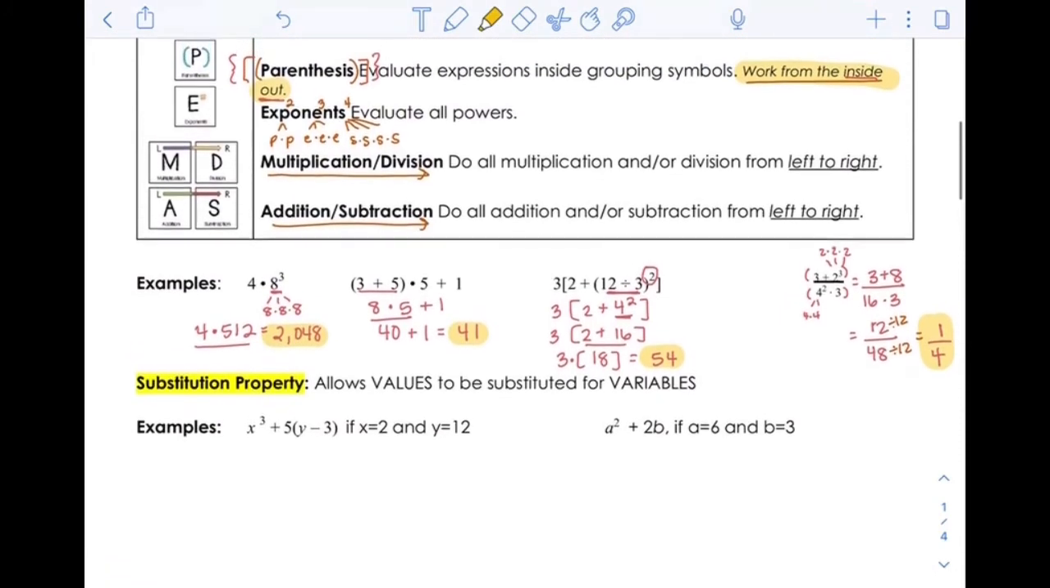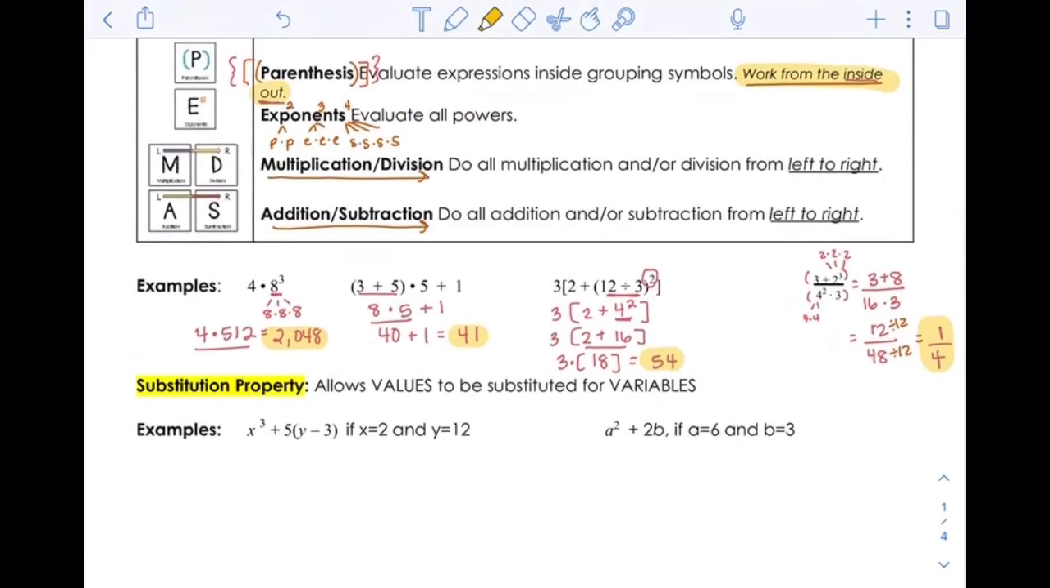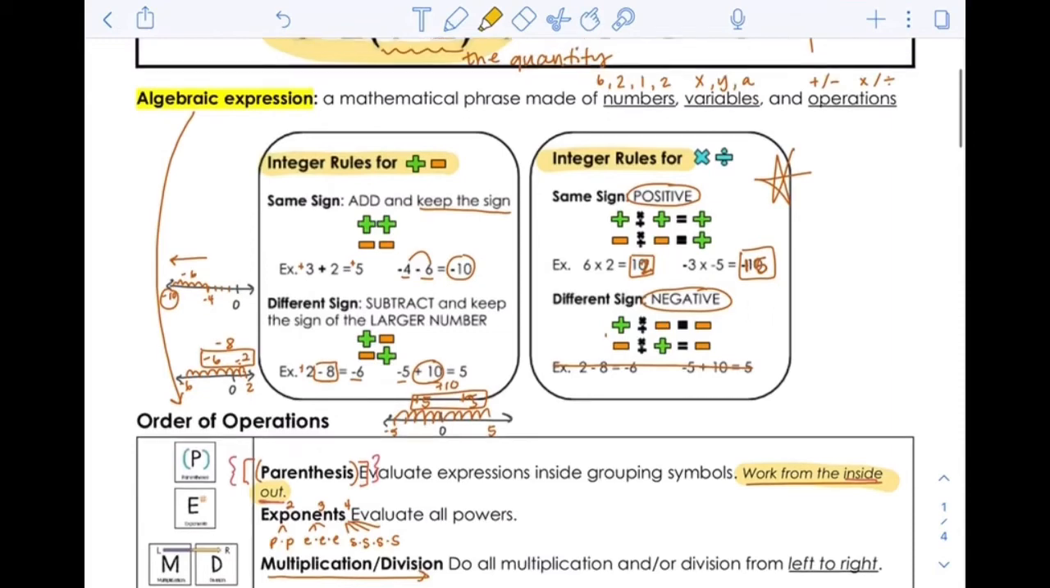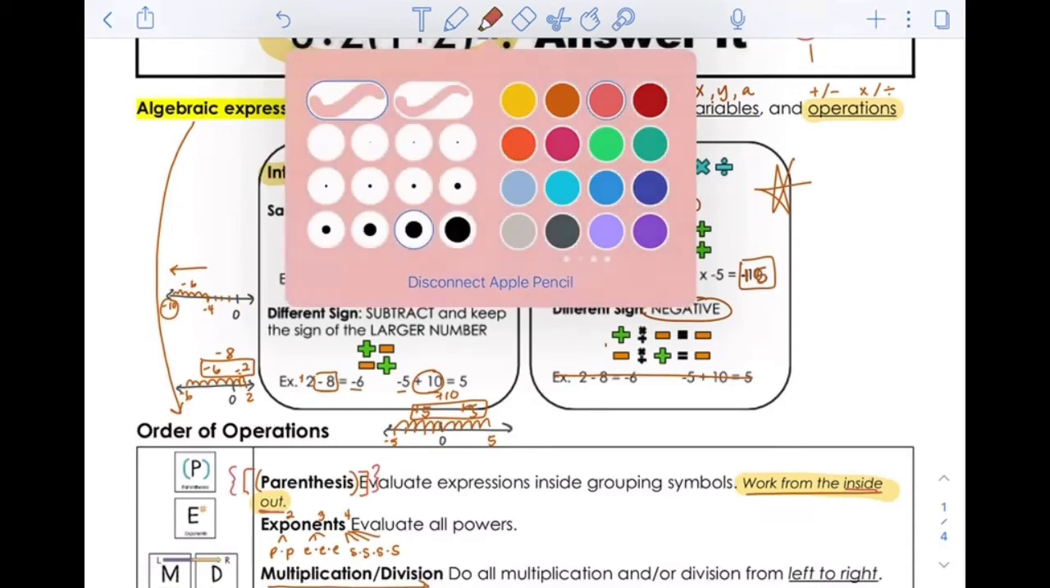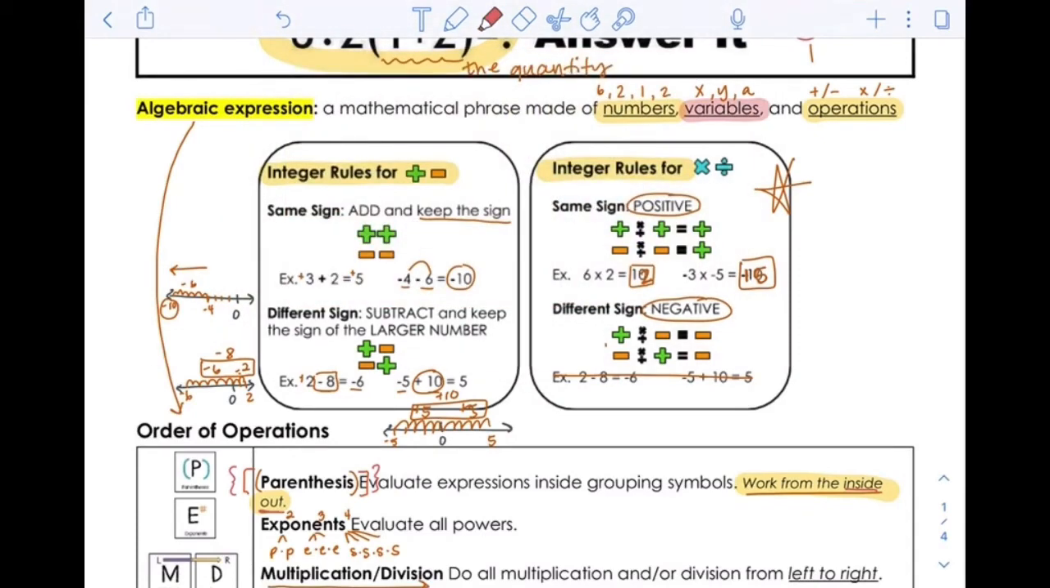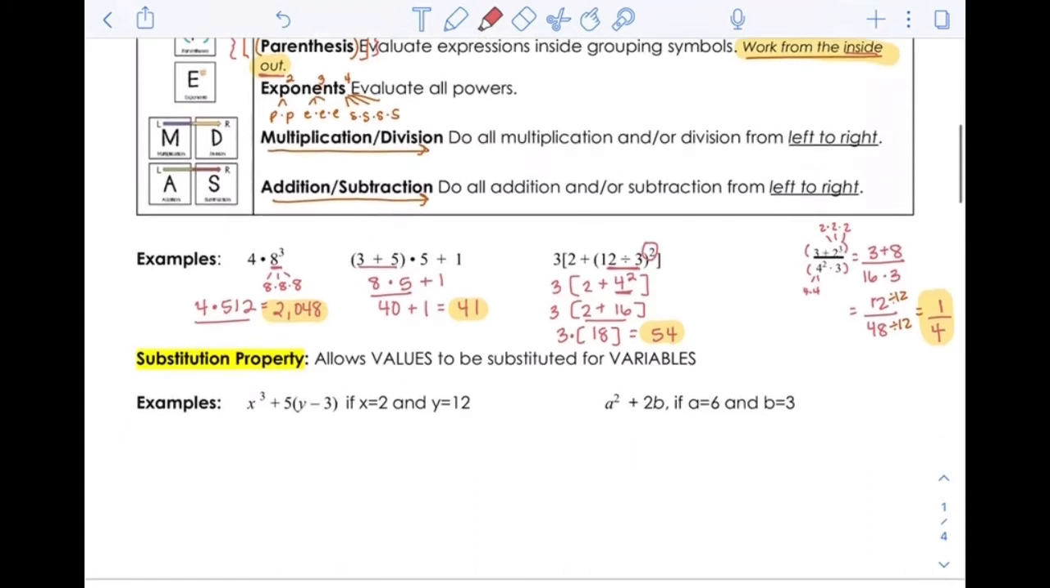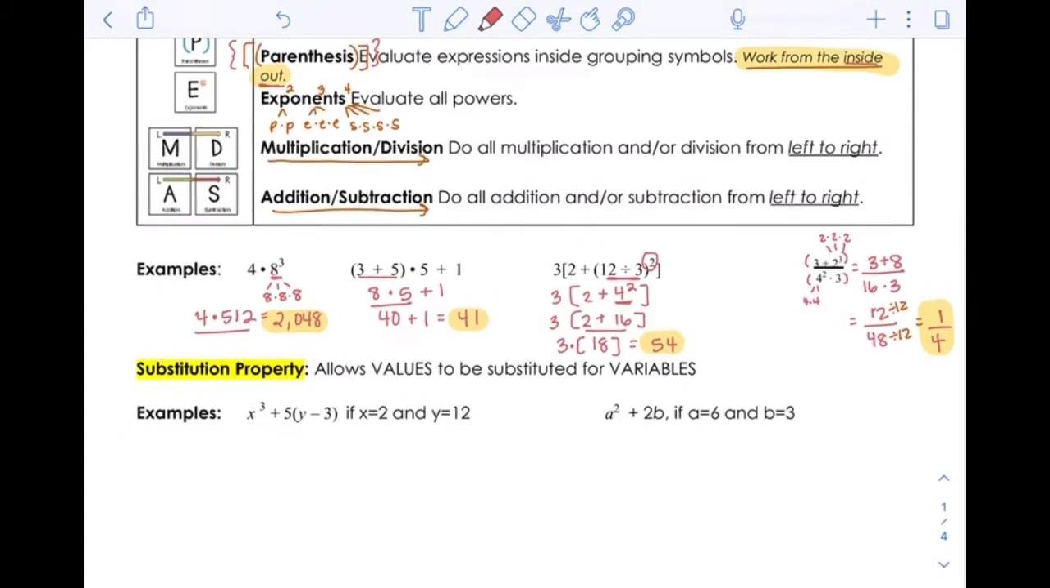Moving on, we're going to add another layer to this order of operations. In some cases, we're going to use the substitution property. If we go back up to what an algebraic expression is, so far we've only looked at algebraic expressions that include numbers and operations. But sometimes an algebraic expression will include variables, which are letters. If we have an algebraic expression that includes variables, sometimes it'll give us a key or a code and tell us what those letters mean. And so we can substitute those values for the variables.